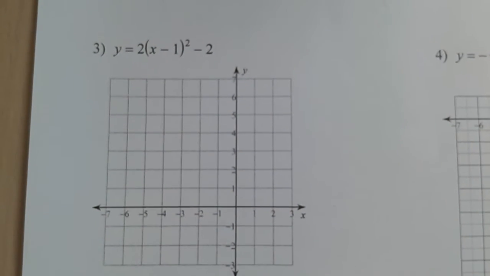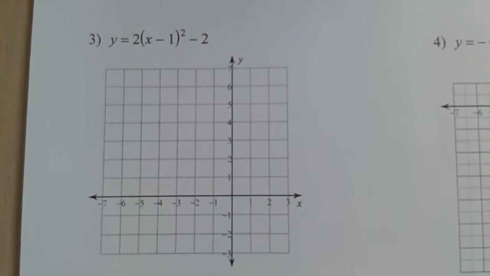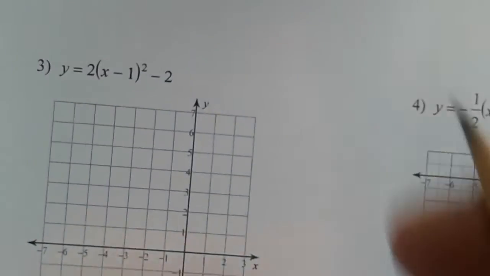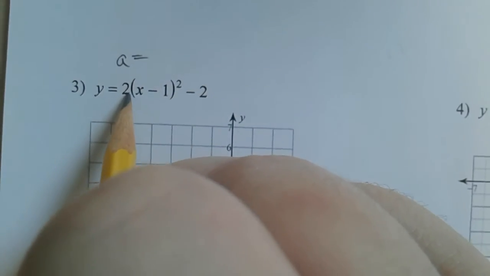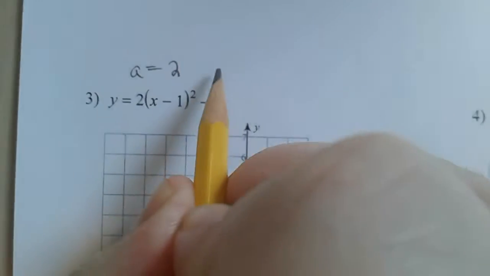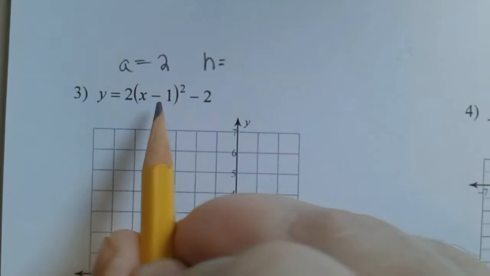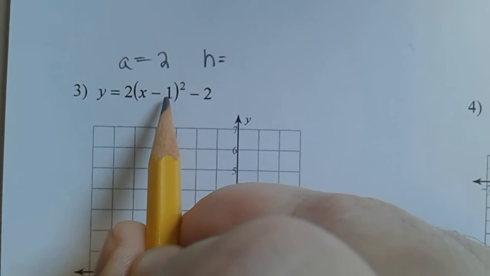Okay, so now we're going to move on to number 3. y = 2(x - 1)² - 2. Once again, I want to identify the a, the h, and the k. So the a value is what's in front of the parentheses. a would be 2. h is always the number in the parentheses, but we need to switch the sign.